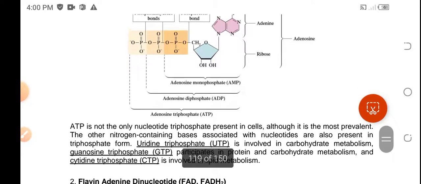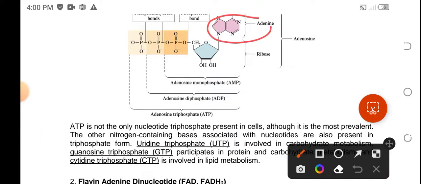But it is not only limited to ATP, to the adenosine nucleotides, no? So if we're going to change this adenine into uracil, of course, magiging uridine triphosphate or UTP, which is involved in the carbohydrate metabolism. And then for protein naman, meron din naman tayong GTP. Paano ang structure ng GTP? Papalitan niyang si adenine ng guanine para maging guanosine, no? So, guanine here plus the ribose will become guanosine.